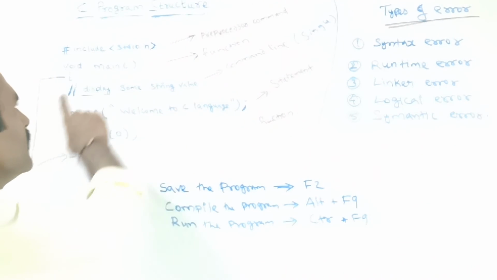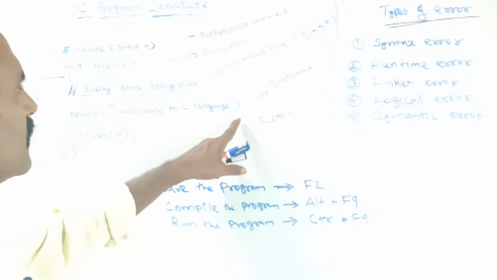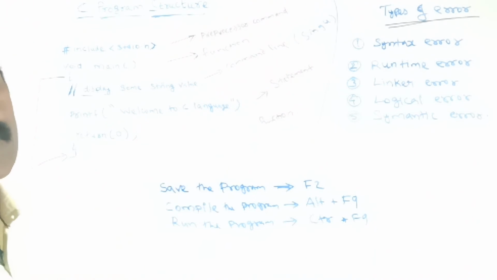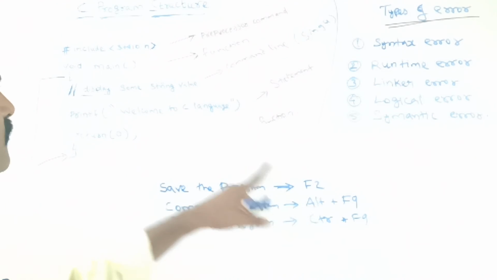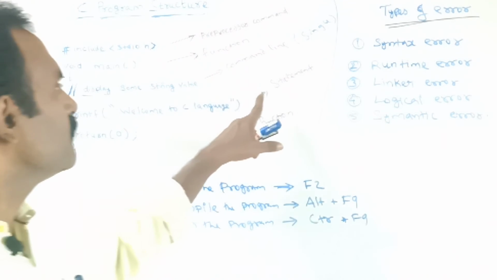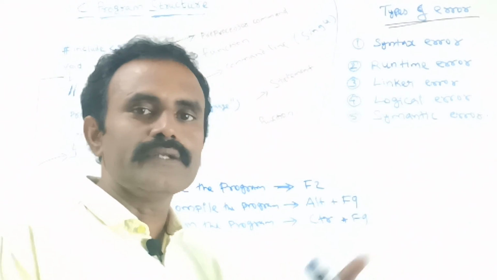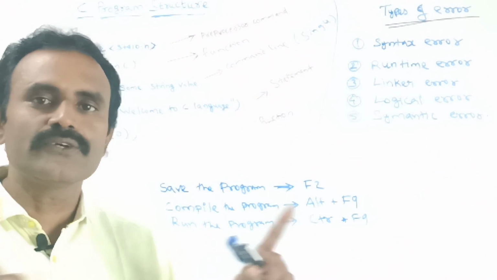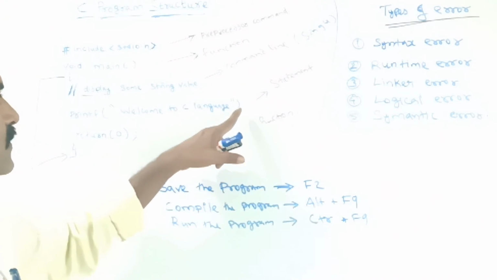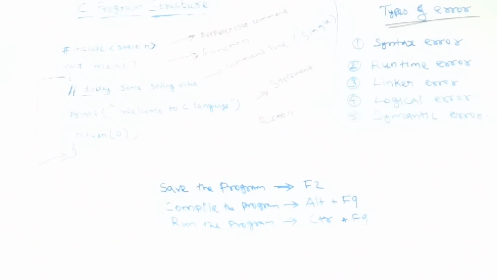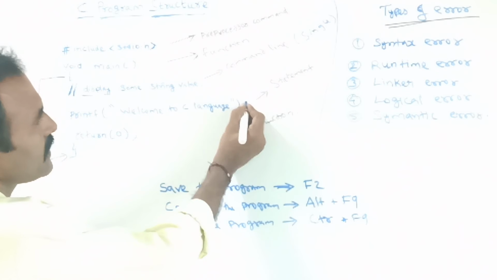Suppose while writing a program you forget to put the semicolon. If you are compiling this program, at that time the syntax error will be displayed. The compiler will show the syntax error, that is, missing the semicolon. So this kind of error is known as syntax error.